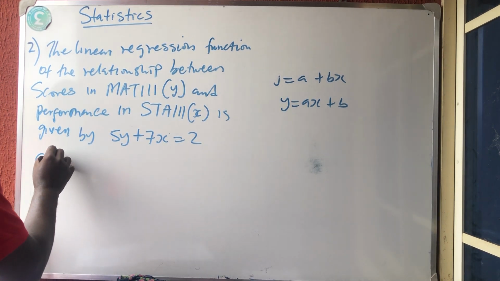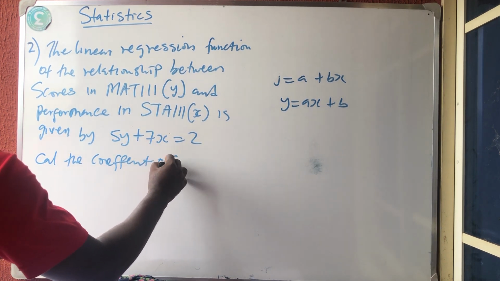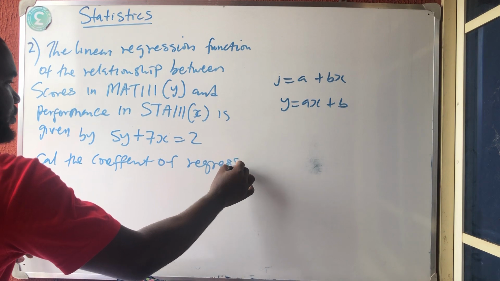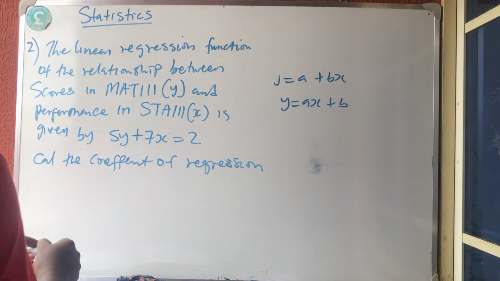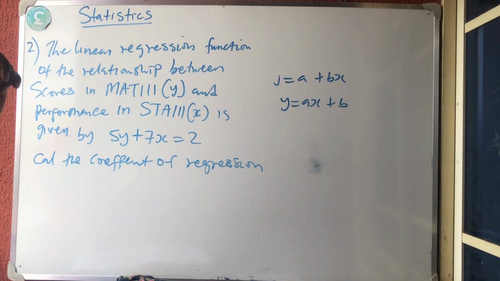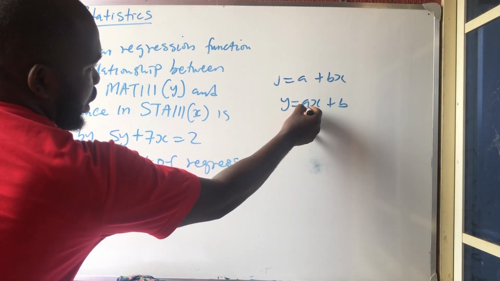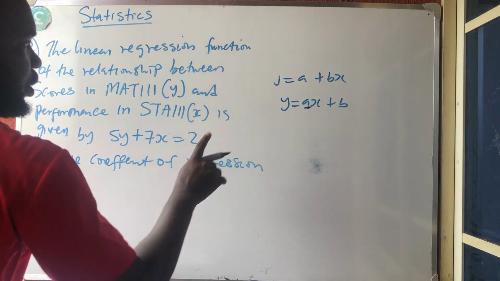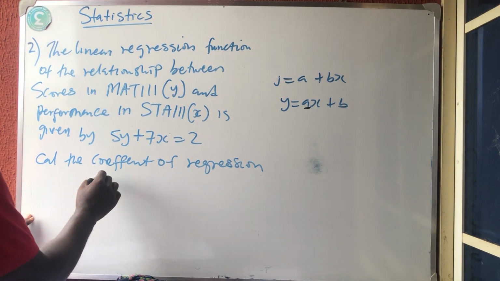They say calculate the coefficient of regression. I told you that it could be called coefficient of correlation or coefficient of regression. But why did they call it regression? Because it is just one variable, okay? And the coefficient is simply the coefficient of x. Remember, when you make y subject of the formula. So, first thing we have to do is to make y subject of the formula.